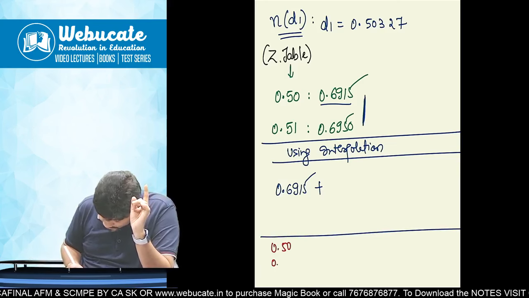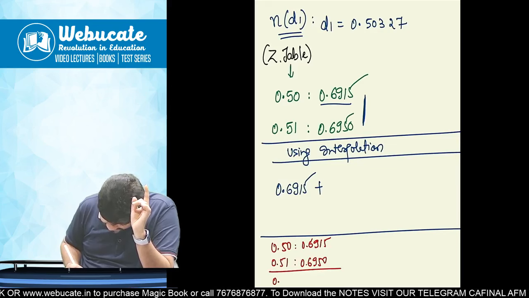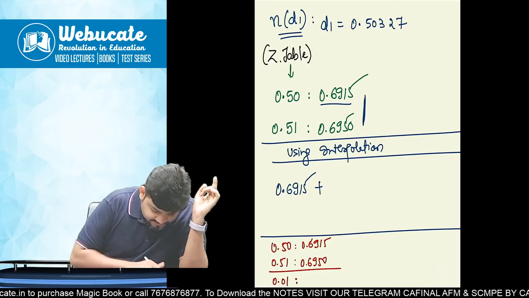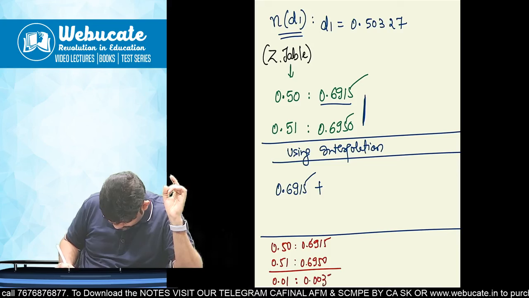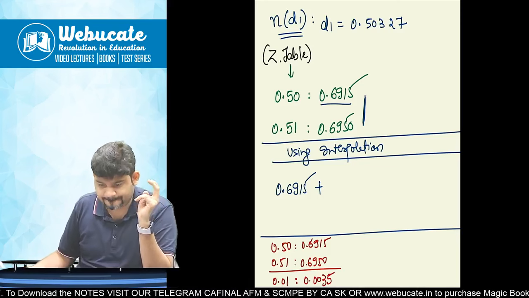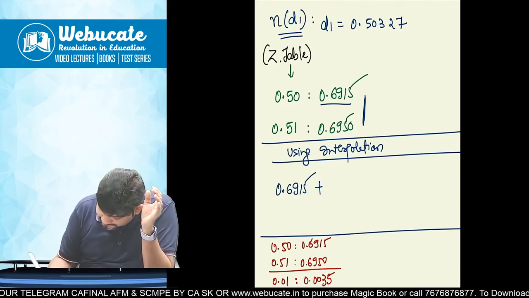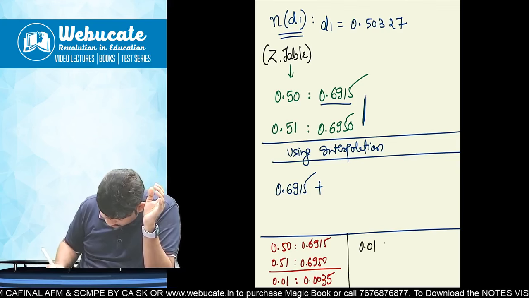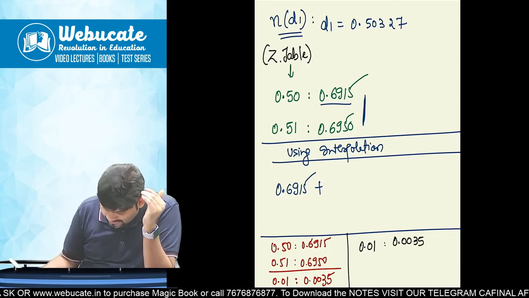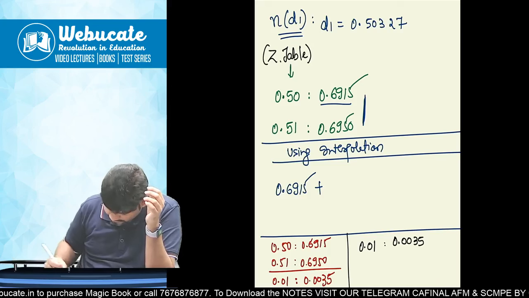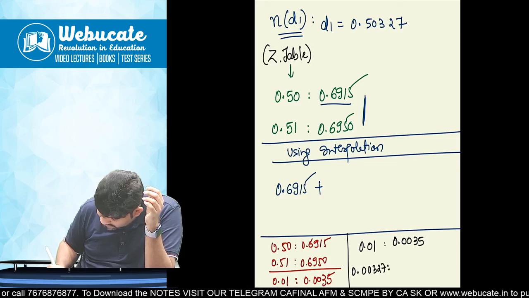Between 0.50 and 0.51, so between this 0.01, there is a difference of 0.0035. Right? It is 0.0035 for 0.01. So we want how much? So if for 0.01 it is 0.0035, then for 0.50327 we need, so for 0.00327, it will be how much?